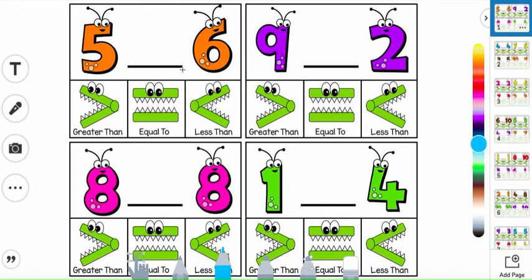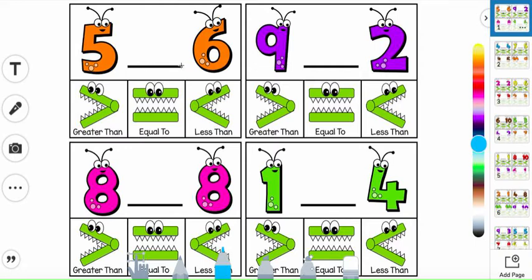When we look at the two numbers, we have to figure out which number is bigger. Which has more? Is 5 bigger than 6? Is 5 the same as 6? Or is 5 less than 6? Okay, so we have the greater than alligator, which would mean that 5 is bigger than 6. It's greater than 6. We have the equal to alligator, which means 5 is equal to or the same as 6. And then we have the less than alligator, which means 5 is smaller than or less than 6.